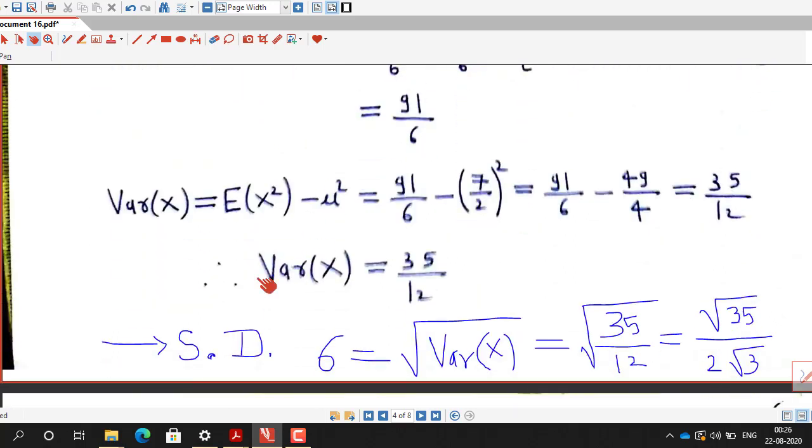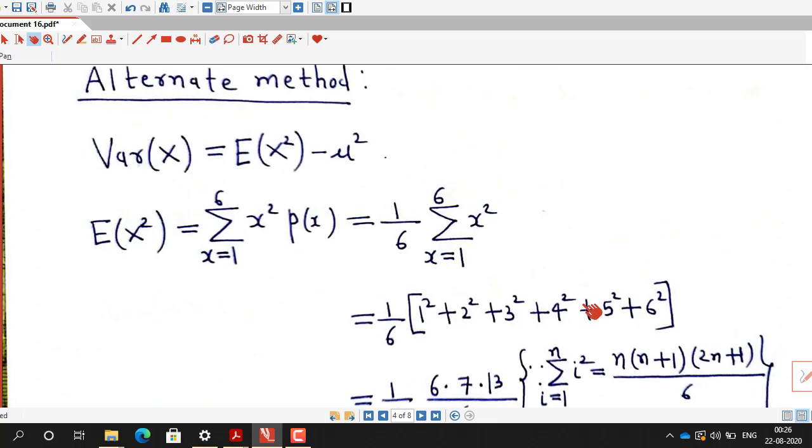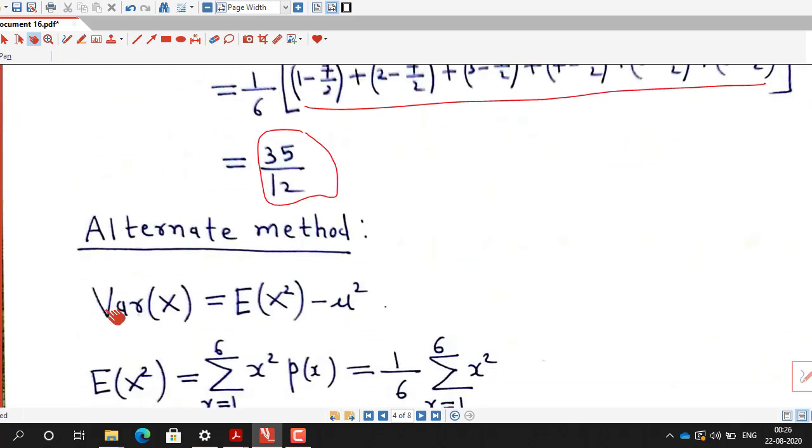Now if I want to calculate standard deviation, I have to take square root of variance of x. So we put variance of x is 35 divided by 12, and this we simplify as this is 4 into 3, so square root of 4 is 2, so it is under root 35 divided by 2 root 3. So it is easy to calculate variance of a discrete random variable. Either you can go by definition, sigma x minus mu square into p of x, or this shortcut formula. First you calculate expected value of x square and then subtract mu square from that.